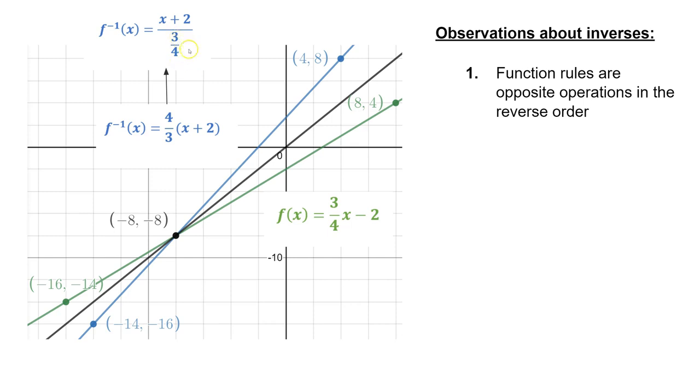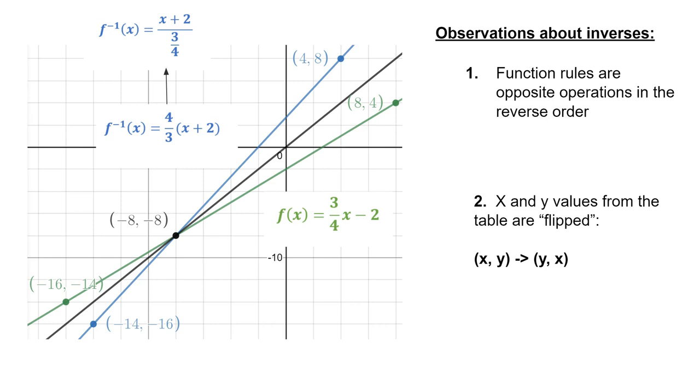And dividing by a fraction is the same as multiplying by the reciprocal. So that's why I have times 4/3, because dividing by 3/4 is the same as multiplying by 4/3. So this is just a more elegant way of writing that function. But this representation makes it more clear that they're opposite operations in the reverse order.